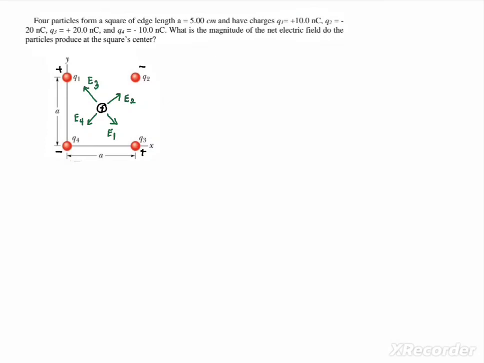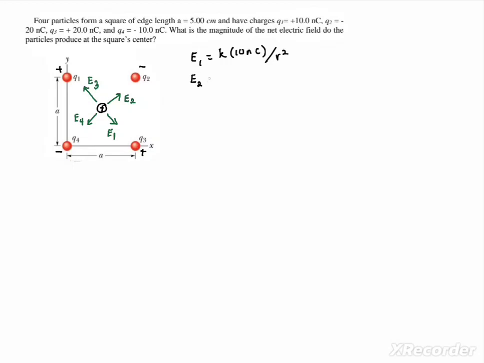So now let's look at each number or the magnitude. So E1 is KQ over R squared. So K times Q, so this is Q1, and Q1 is 10 nanocoulombs. So I'm just simply going to write 10 nanocoulombs for now, and divided by R squared. So this R is the distance between the positive test charge here, and Q1. And as you can see, it's the half of this diagonal of the square. So let's just call it R.